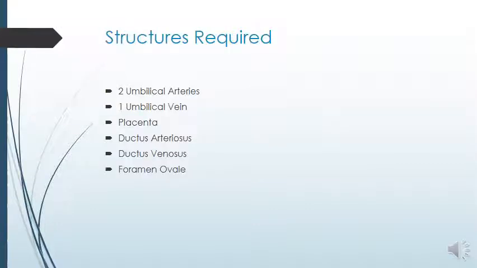And the structures that are required are 2 umbilical arteries, 1 umbilical vein, a placenta, a ductus arteriosus, a ductus venosus, and a foramen ovale.